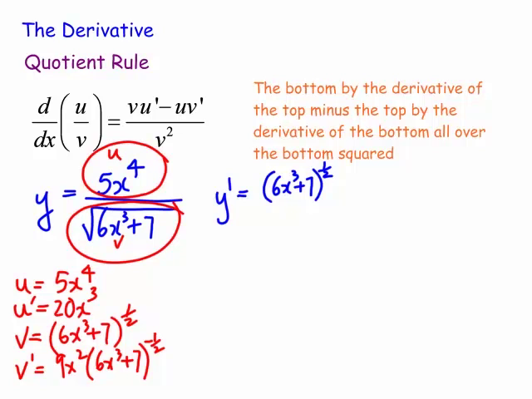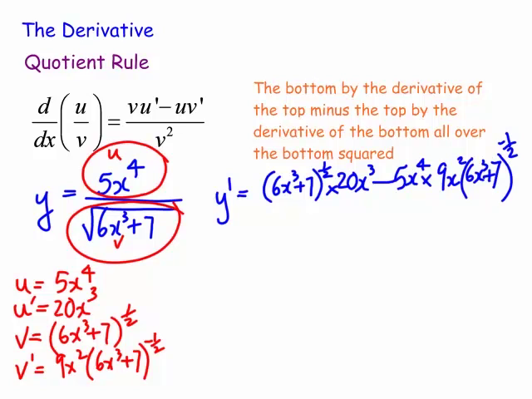Now it's by the derivative of the top, that's u dash, which is a fairly simple one, which was 20x cubed. Now it's minus, we have to remember it's always minus. Now the top, which was 5x to the power 4, by the derivative of the bottom. Now, the derivative of the bottom is that v dash down the bottom, which was 9x squared, and then it was 6x cubed plus 7 to the negative a half. All right, so it's still all over the bottom squared.